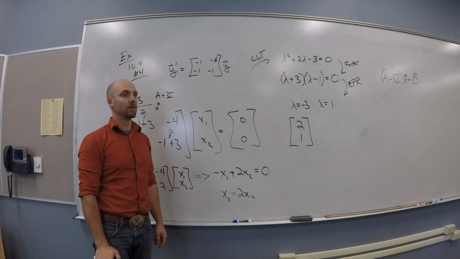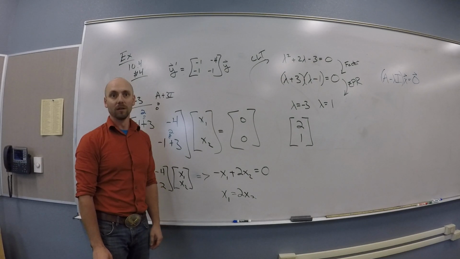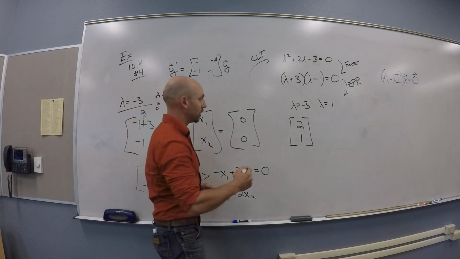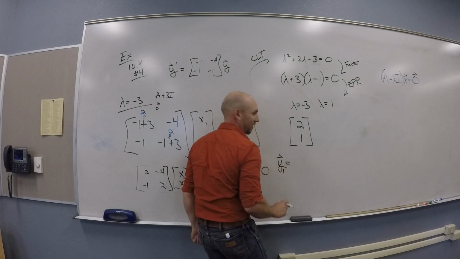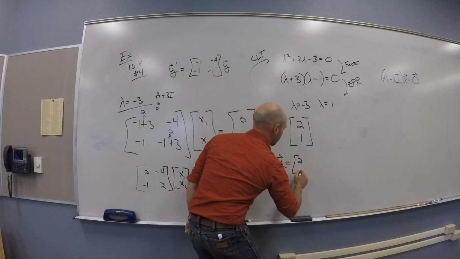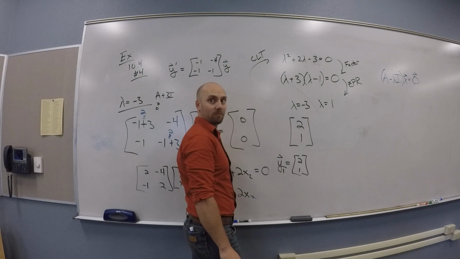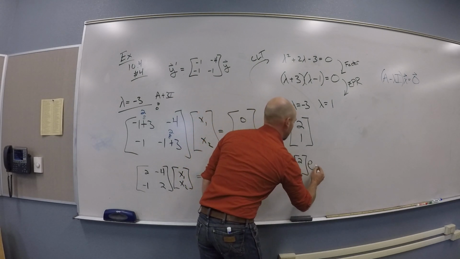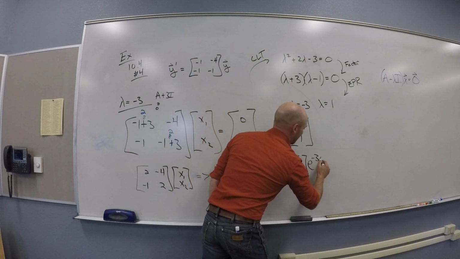Because we're going to have a constant on this thing anyway. So one of my solutions, y1, is this vector that I found, 2, 1, times e to the negative 3t.